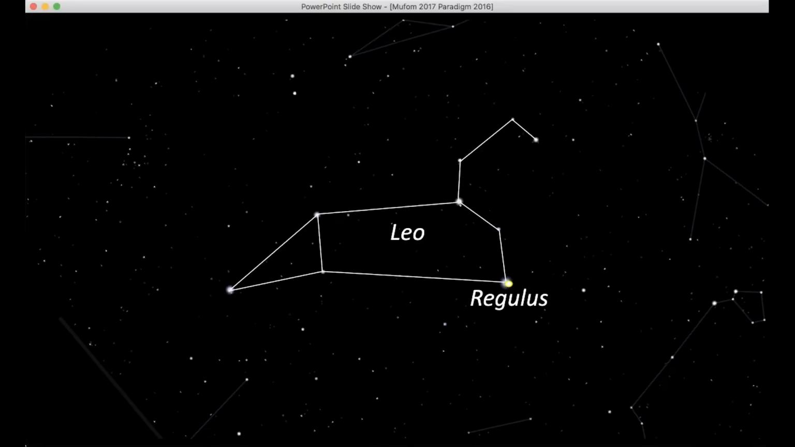So I'm saying regulate because Regulus is on our ecliptic, and it stays on the ecliptic as the zodiac constellations process.